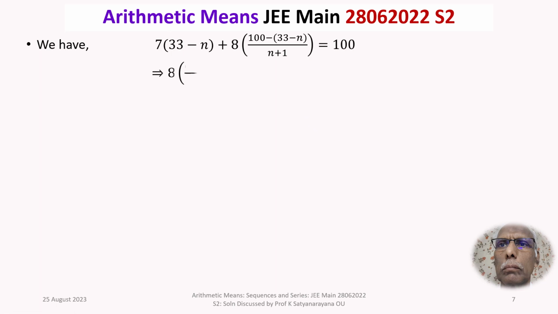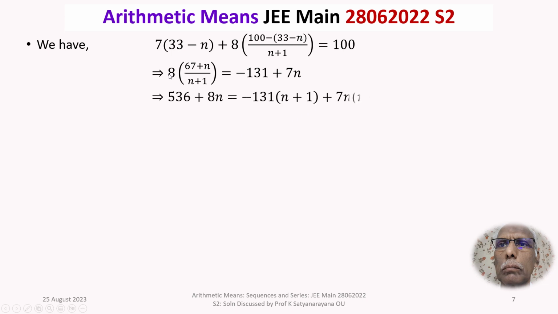Now this will imply 8 into 100 minus 33 is 67, minus of minus n is plus n, by n plus 1. This is the one. And 7 times 33 is 231 minus 7n, and sending it to the other side we will get minus 131 plus 7n. Agreed. Cross multiply. So you will get 8 times 67, 536, plus 8n. And n plus 1 cross multiply. We will get minus 131 into n plus 1 plus 7n into n plus 1.